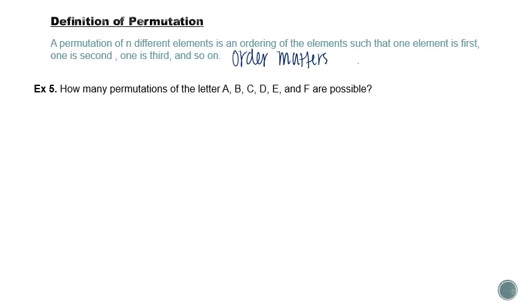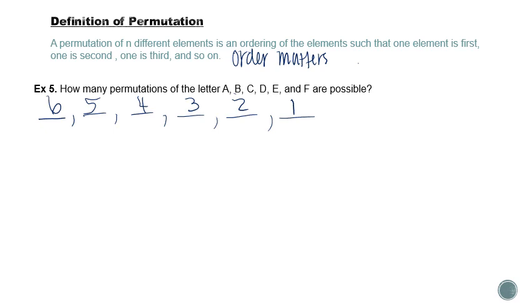Alright, so let's go ahead and start off with the example. So how many permutations of the letters A, B, C, D, E, and F are possible? So I like to go ahead and do a chart. So we have 6 different letters, and you're ordering these, right? So how many choices do I have for the first one? I have 6. Then for the second one, because I've already chosen 1, I have 5. Then I have 4, then 3, 2, and 1.